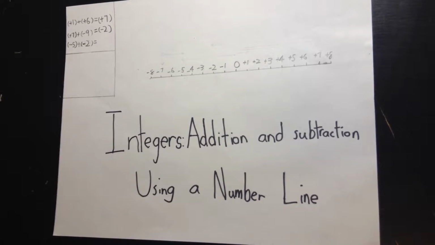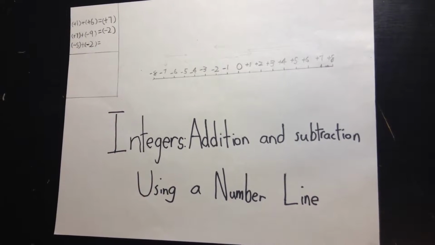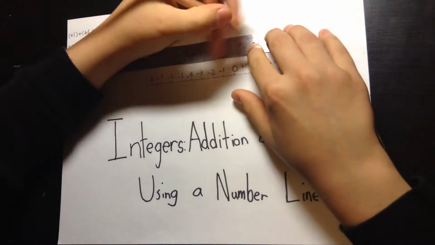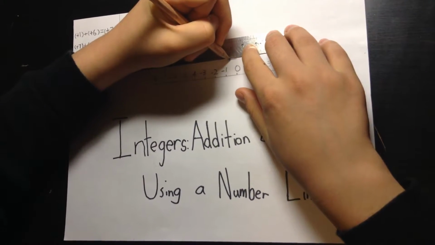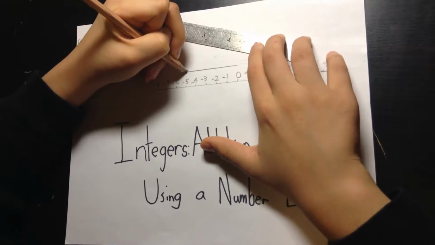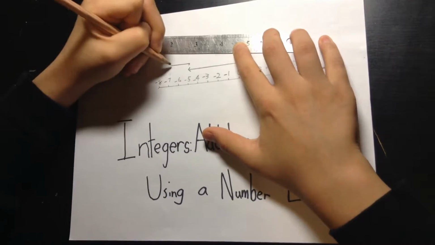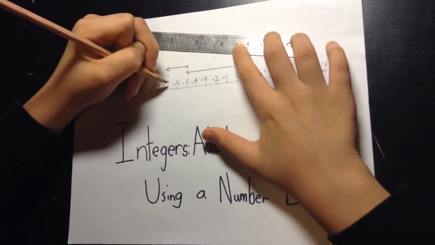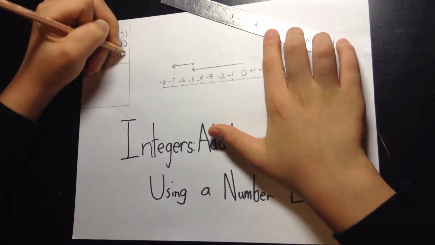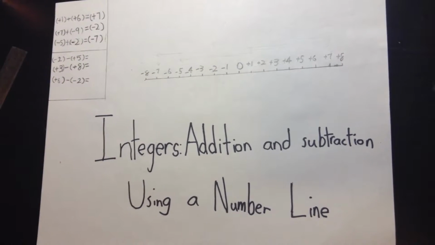Okay, now for the final question. It's negative 5 plus negative 2. So like I did before, it's the same thing except you do it backward, as opposed to positive. Then you draw a new line and then that's your answer. Negative 7.